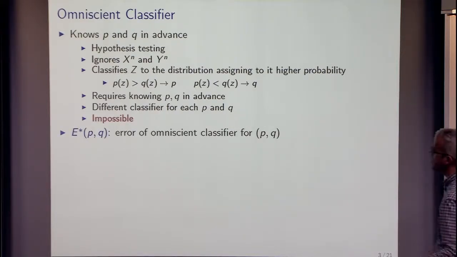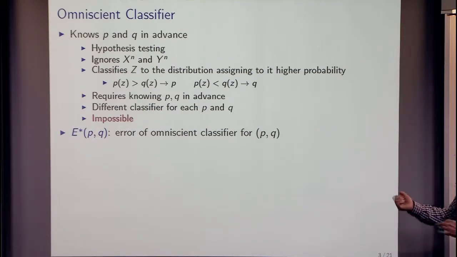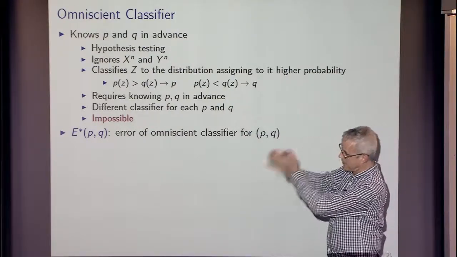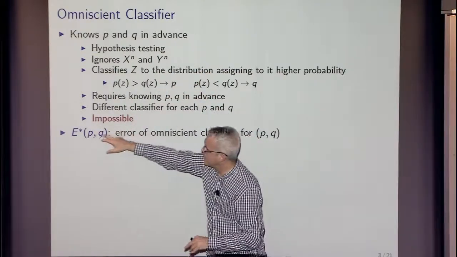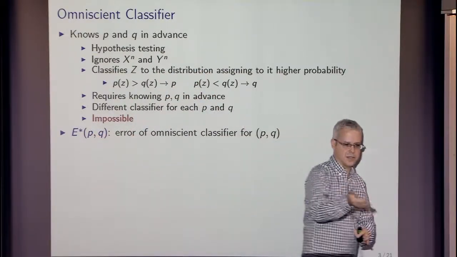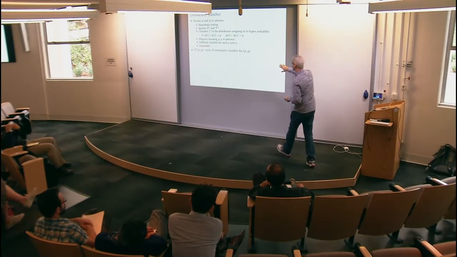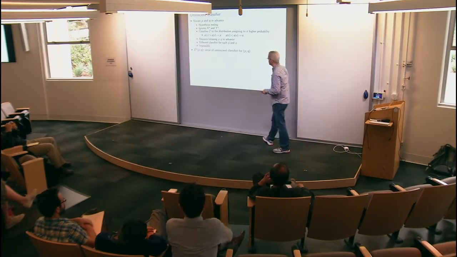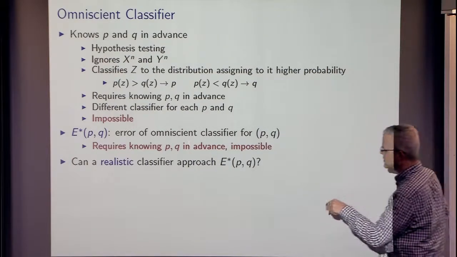All right. So let E star of P and Q be the error of the omniscient classifier for P and Q. So for every two distributions P and Q, there'll be their omniscient classifier that's designed based on these two distributions. It achieves an error, which is E star. The error in this case is simple. You look at all possible values Z, you look at the lowest probability, you sum them up and divide by 2. That's the error of this classifier. But that's not so important. All right. And as we said, achieving E star requires knowing P and Q in advance, so it's impossible.